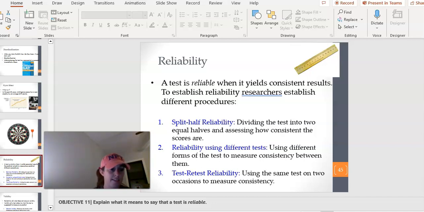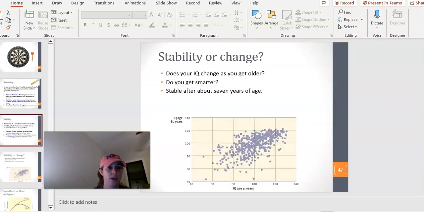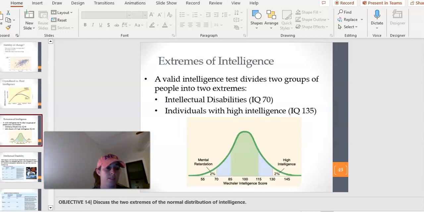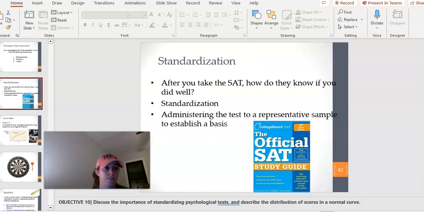Now the word standardization. How do you know if you get a score of like 1100, what does that mean? Is that a good score? Is that not a good score? So standardization means that a pre-tested group has taken the test. A sample group has taken it. Why does that matter? Because then when new people take it, you have a norm to compare it to. Where on the curve do you fall in?